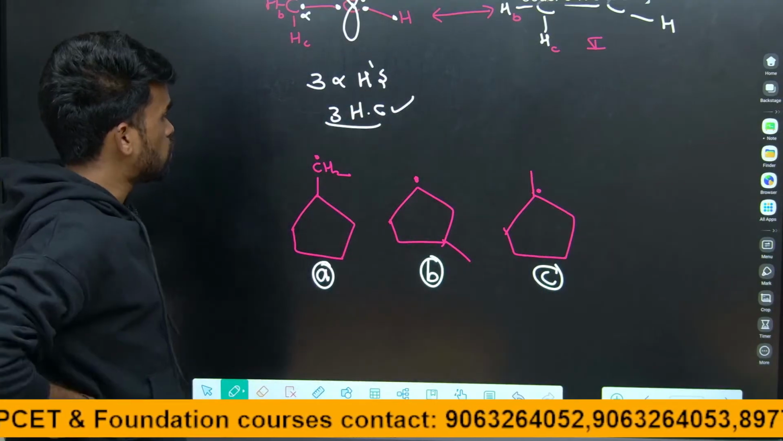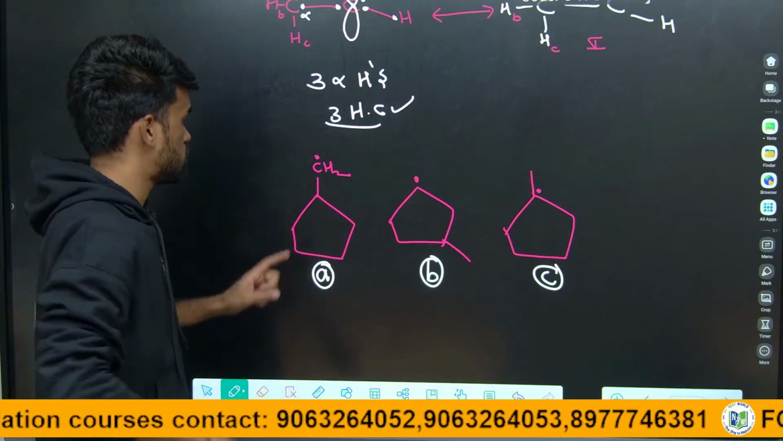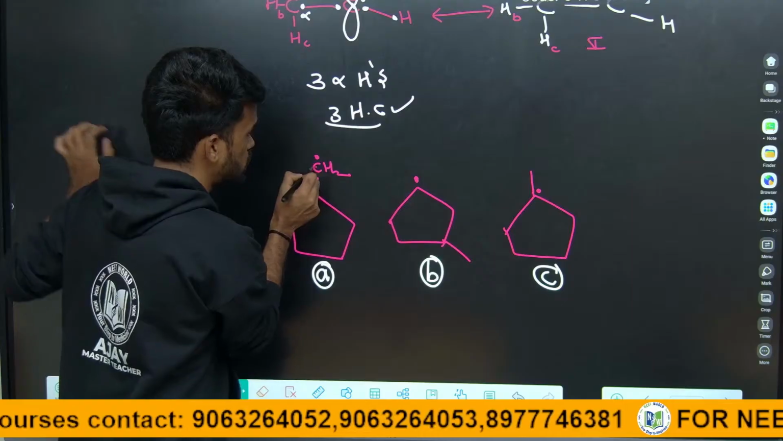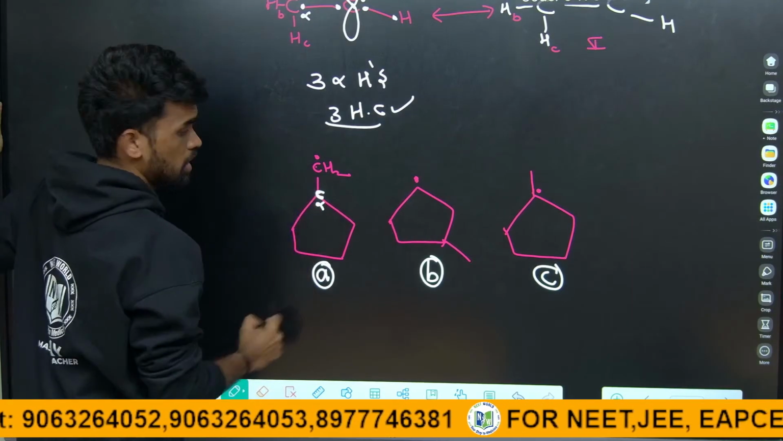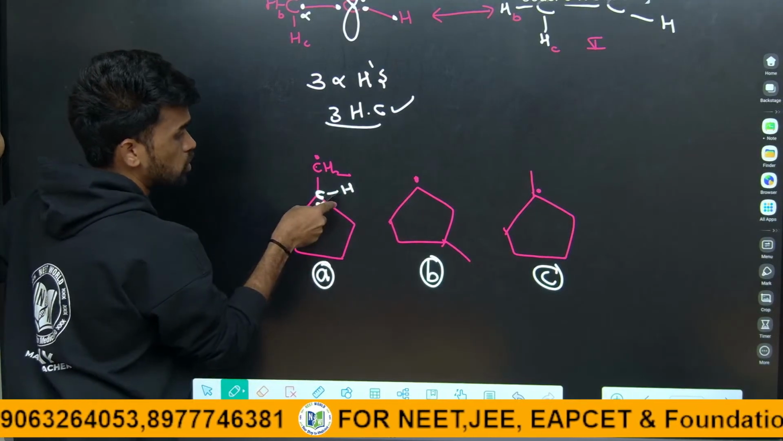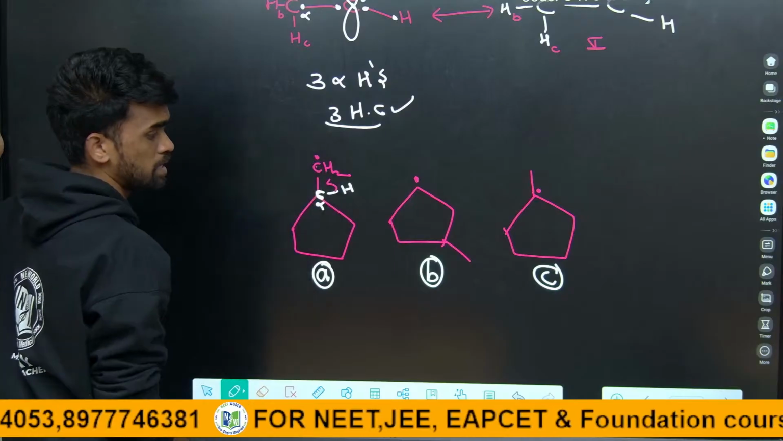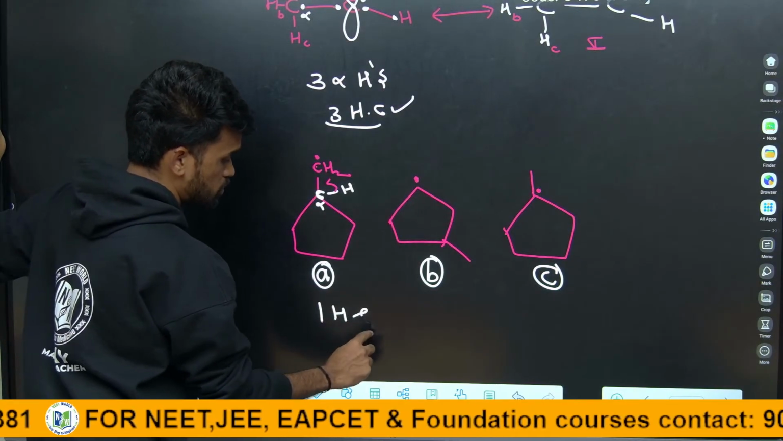This has to be stabilized by alpha hydrogens. So how many alpha hydrogens are there? To this carbon, this is an alpha carbon, right? On the alpha carbon, we have one hydrogen. So only one alpha hydrogen is there. It can be stabilized only one time. So I can say one hyperconjugation is possible in this case.